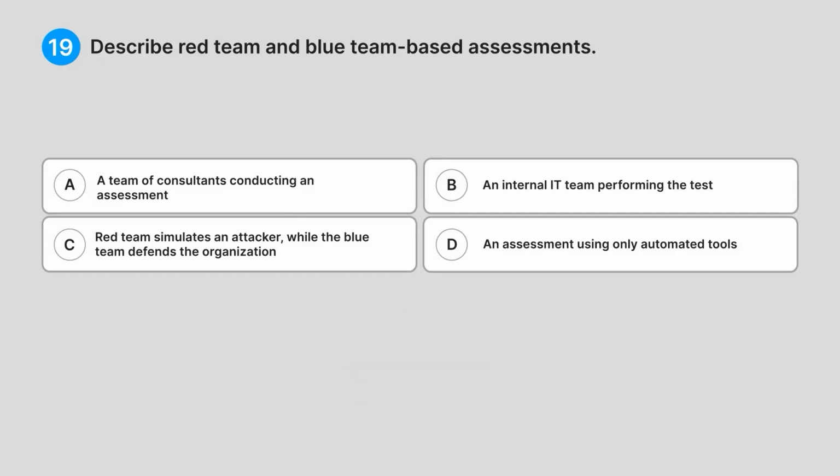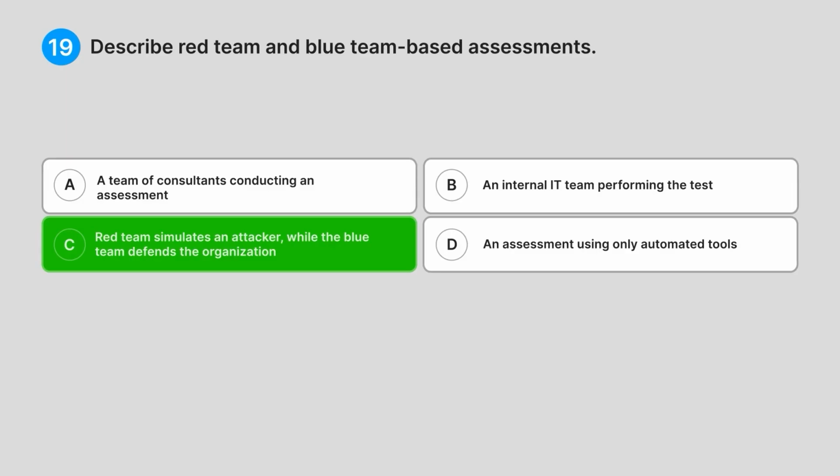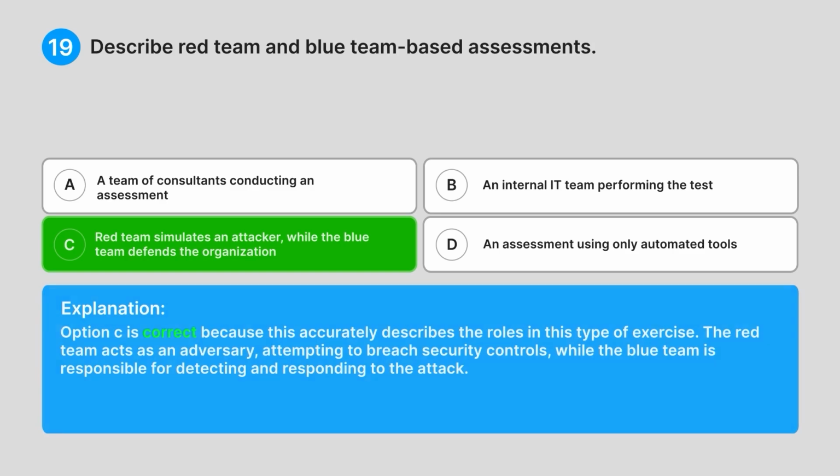Correct. Answer C. Red team simulates an attacker, while the blue team defends the organisation. Explanation. Option C is correct because this accurately describes the roles in this type of exercise. The red team acts as an adversary, attempting to breach security controls, while the blue team is responsible for detecting and responding to the attack.